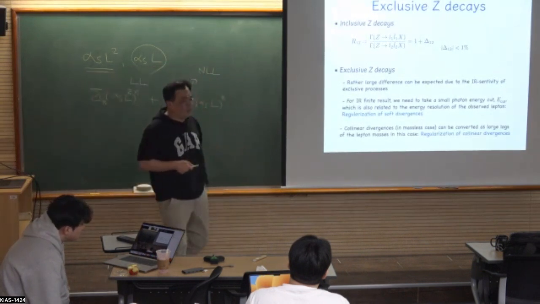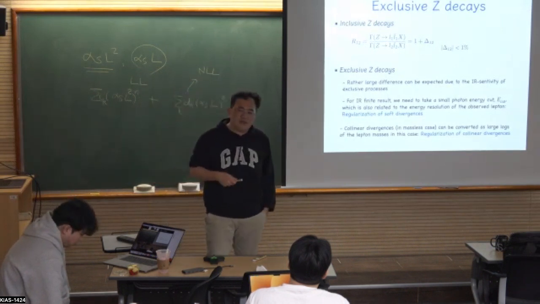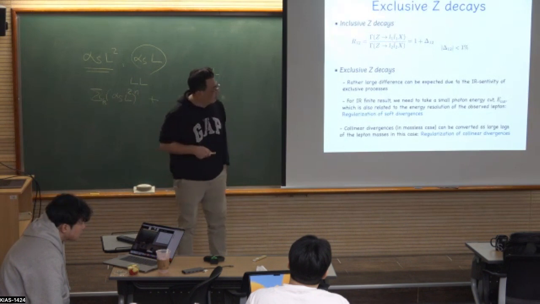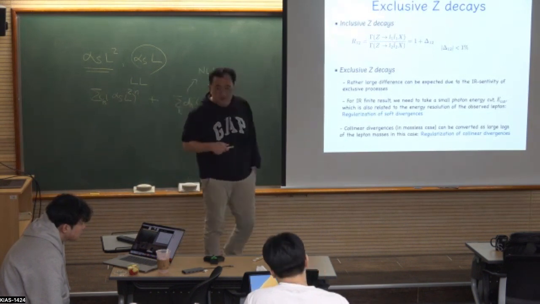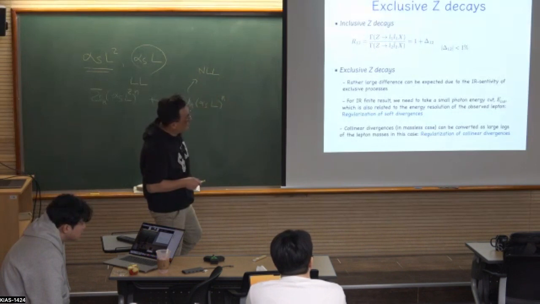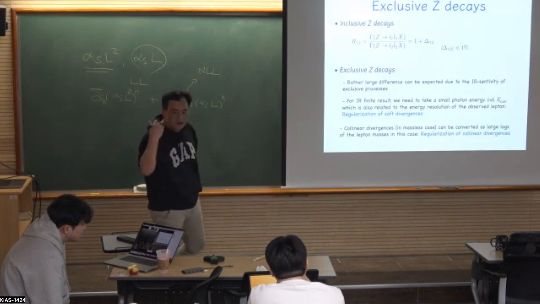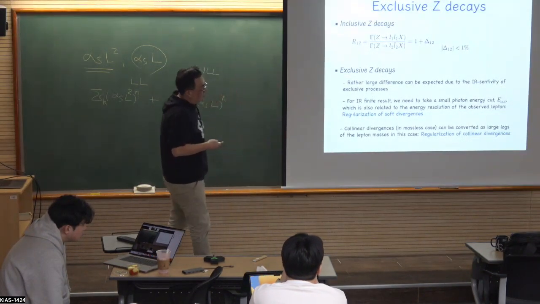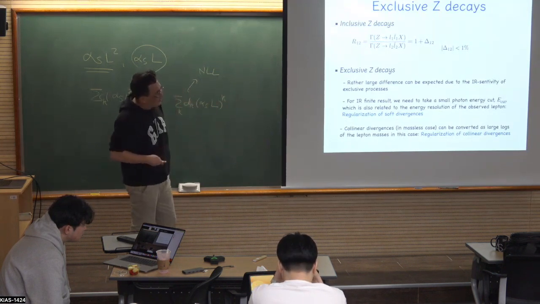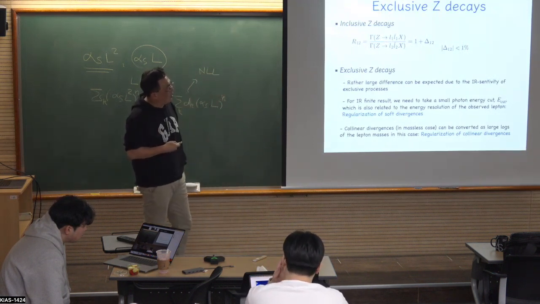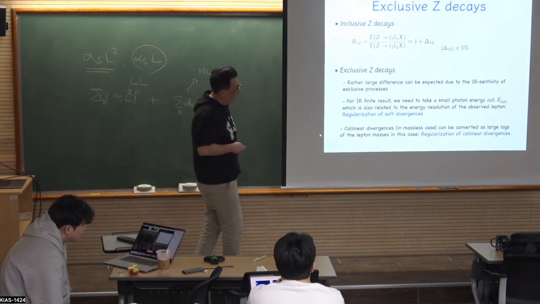Experimentalists have not fixed the E cut definitively. Actually, E cut can be deduced from, for example, the energy resolution of the detector. Photon emissions below the E cut can be included, so this E cut can regularize the soft divergences. We can also consider the collinear divergence.